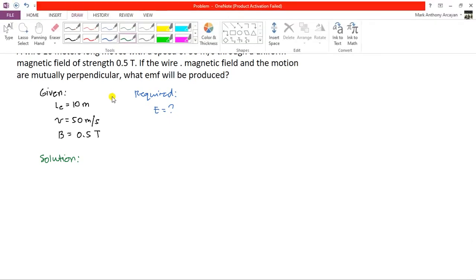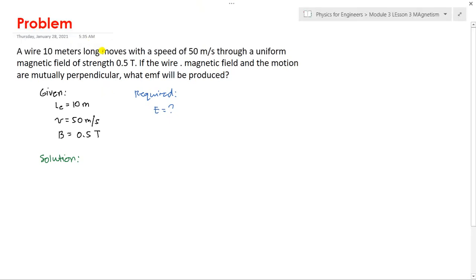So that is E. So we put here E is equal to VBL, or negative VBL, it can also be negative. That is negative times 50 meters per second multiplied by the magnetic field of 0.5 Tesla, then multiplied by the length that is 10 meters.